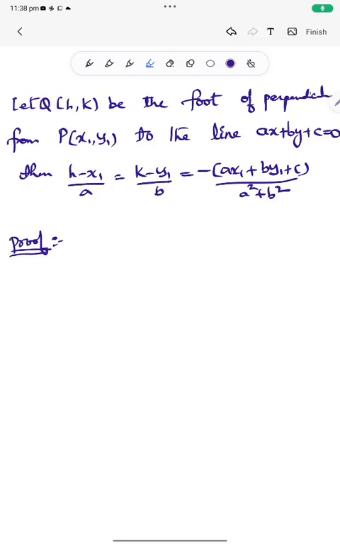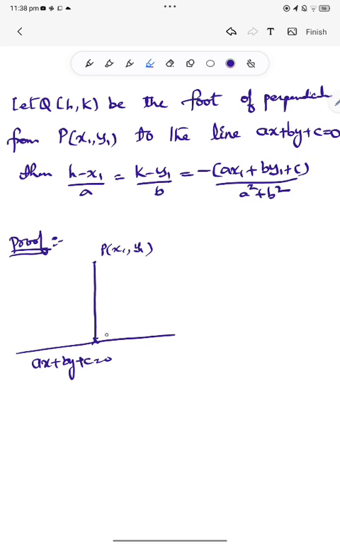Let's study about foot of perpendicular. So here Q (h, k) is the foot of perpendicular from P (x1, y1). Here I am having a point P (x1, y1). From P we are drawing a perpendicular on a line ax + by + c = 0, and the foot of the perpendicular Q is (h, k).